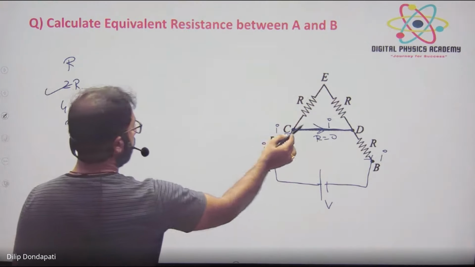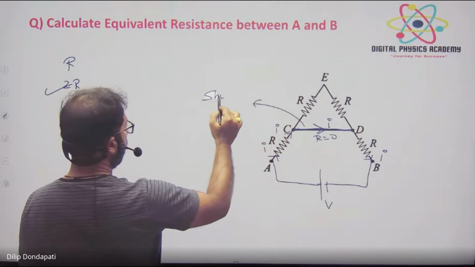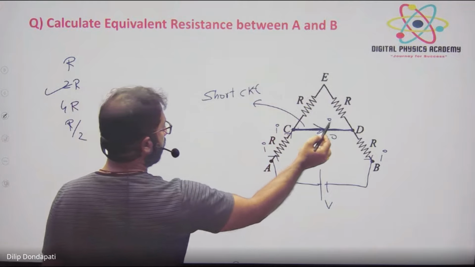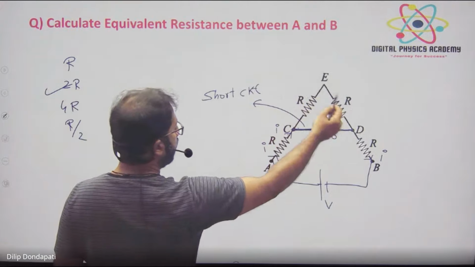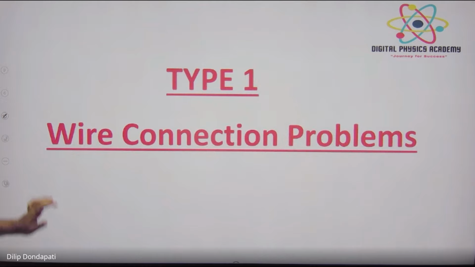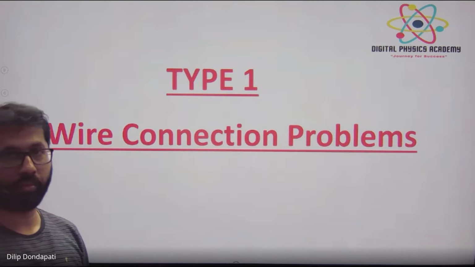So what do we call a short circuit? Potential difference across this wire is the same. That's why no current will go through it. Okay, now we have different types of problems in circuits.